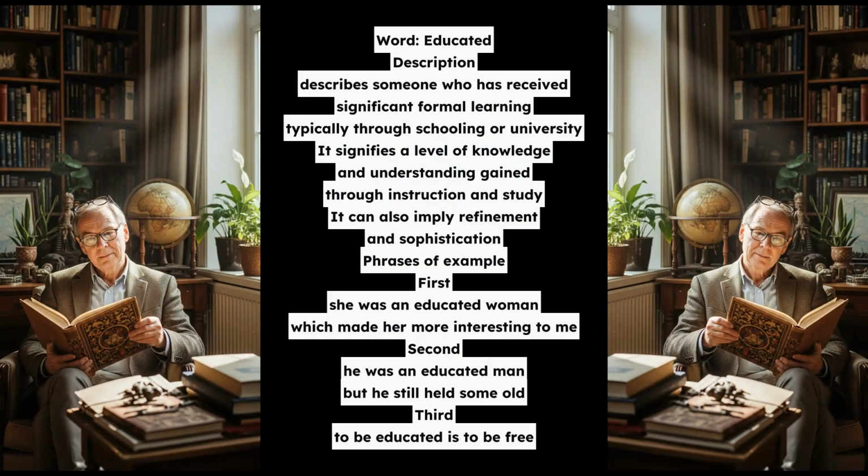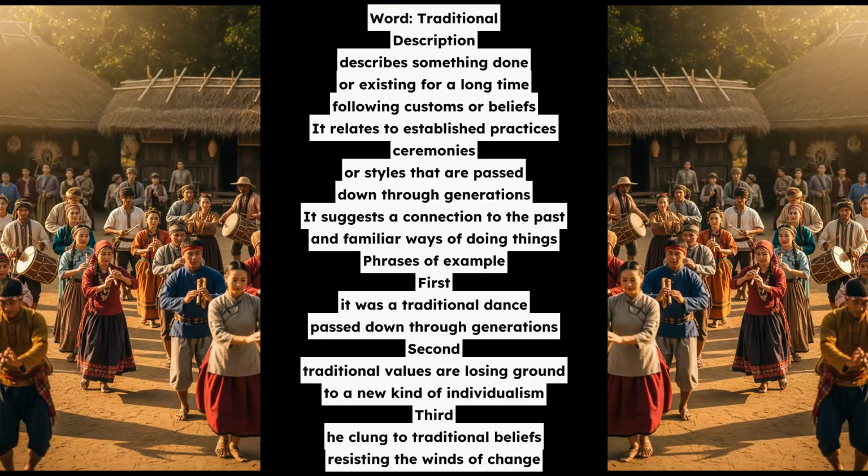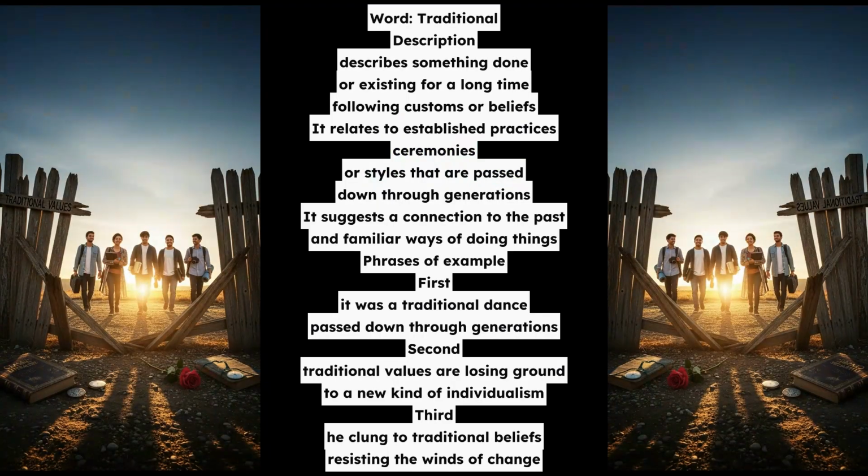Word, traditional. Description: describes something done or existing for a long time, following customs or beliefs. It relates to established practices, ceremonies, or styles that are passed down through generations. It suggests a connection to the past and familiar ways of doing things. Phrases of example. First, it was a traditional dance, passed down through generations. Second, traditional values are losing ground to a new kind of individualism. Third, he clung to traditional beliefs, resisting the winds of change.